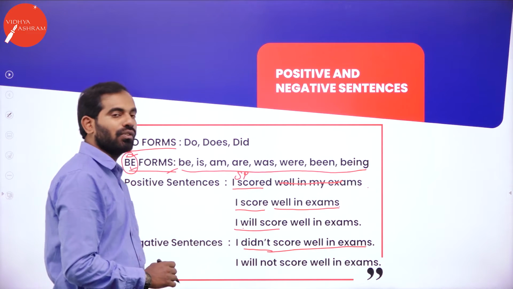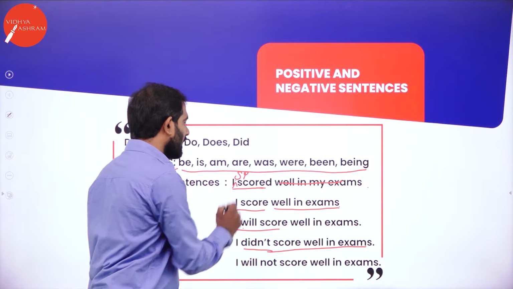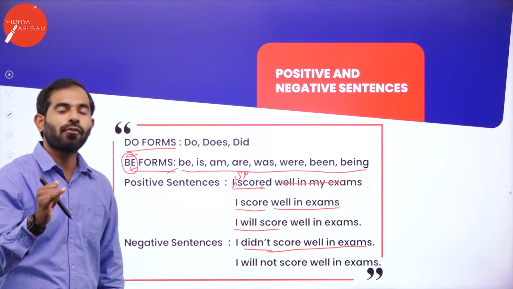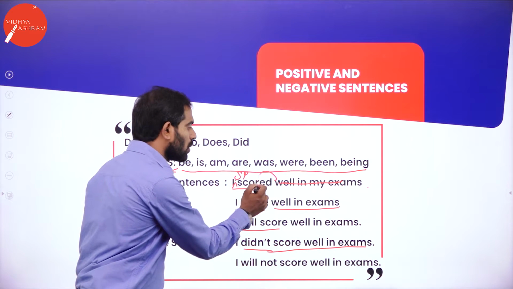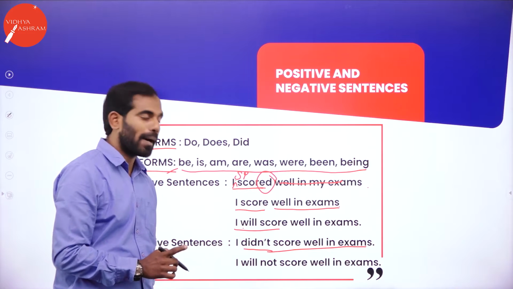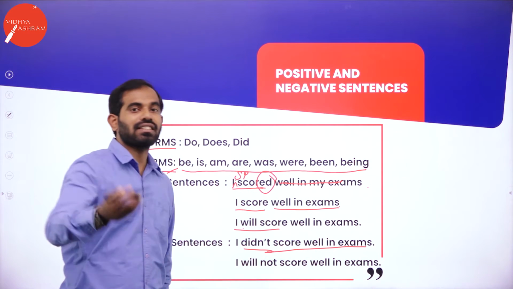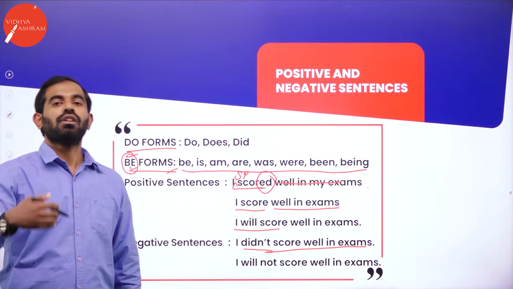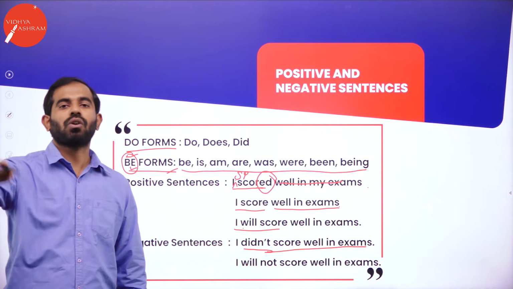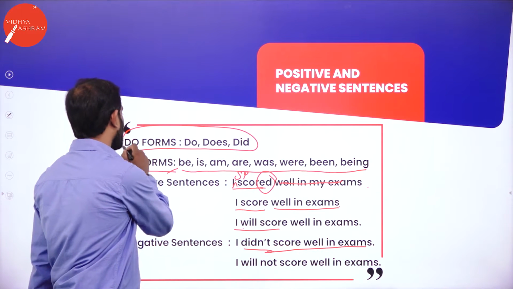And one main thing you need to observe is I scored well. Now we don't have any auxiliary verb, be forms or do forms in between these two words here. So scored is past tense. But if you continue this sentence, I did not score well in my previous examination. Though you are talking about your previous examination, though you are talking about the action which has already happened, remember this do form.